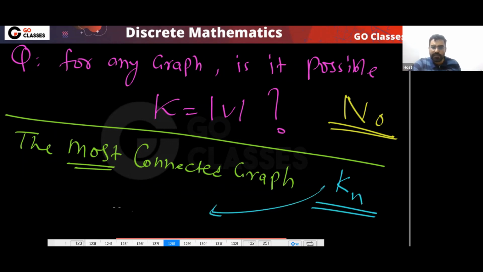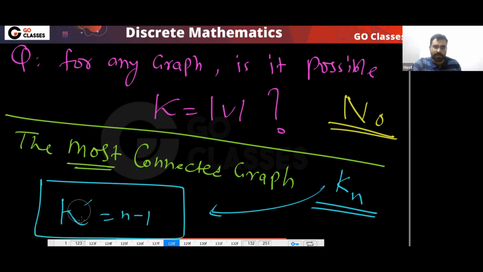And for this complete graph, the kappa is actually n minus 1. Is this clear? So you can notice, you can never have kappa equal to the number of vertices. This is the most connected graph.